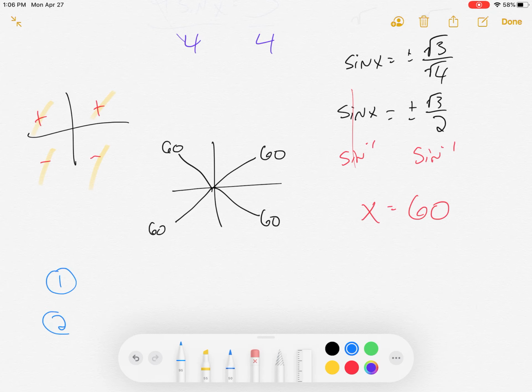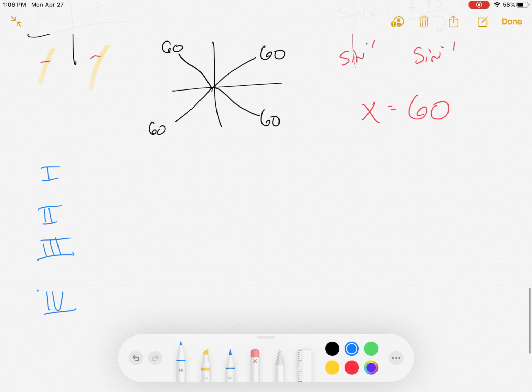In quadrant 1, quadrant 2. I should write this in Roman numerals so we're not confused. I'll have answers in quadrant 1, quadrant 2, quadrant 3, and quadrant 4. My answer in quadrant 1 is easy. It's 60 degrees. In quadrant 2, remember, I'm going backwards from 180. So I'll do 180 minus 60, which is 120.